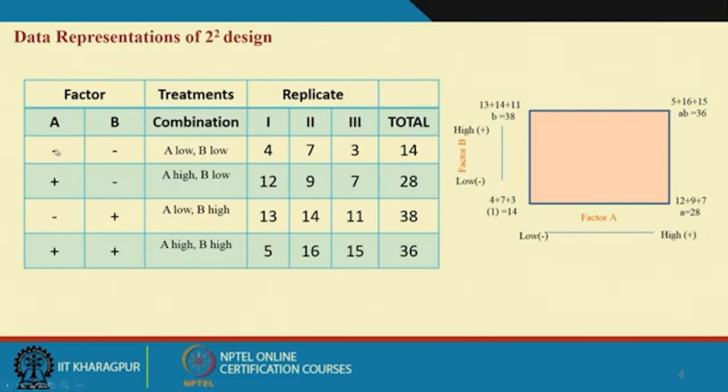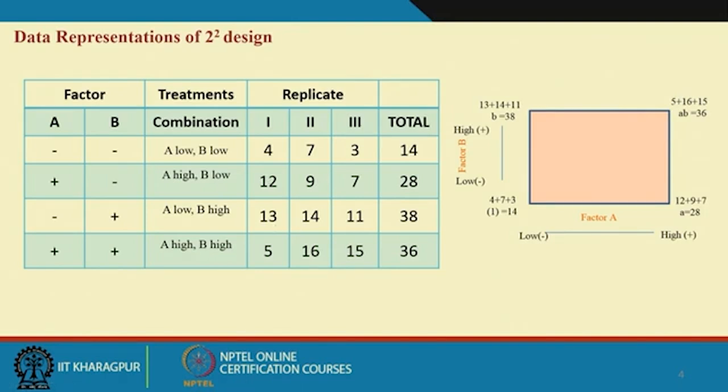And suppose in each of these experimental settings, you have done 3 replications, that is, 3 experimental runs conducted. Obviously, these are randomized experiments. So then suppose the response values are 4, 7, 3 here, and here 12, 9, 7, like this, the data you got.